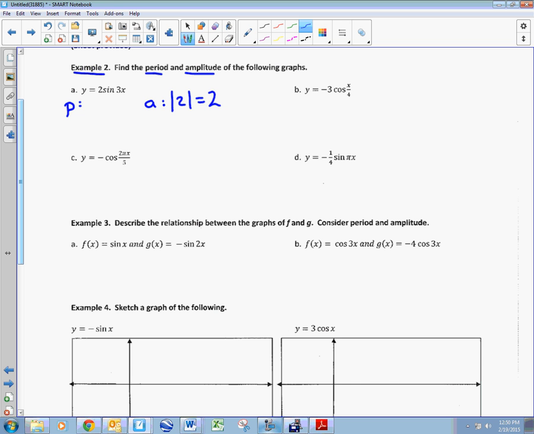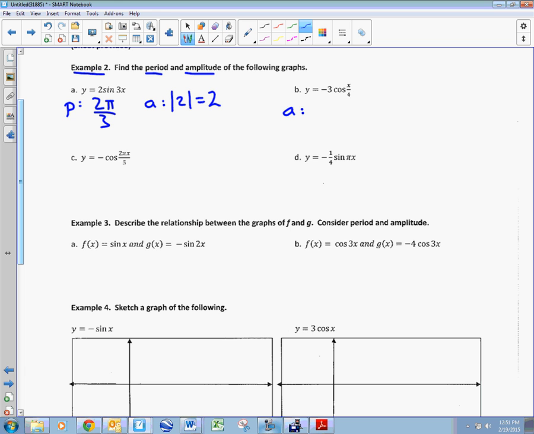And to find the period, you take 2 pi and you divide it by 3. That's the number of repetitions that it has within 2 pi. So the period is 2 pi over 3. How's that?